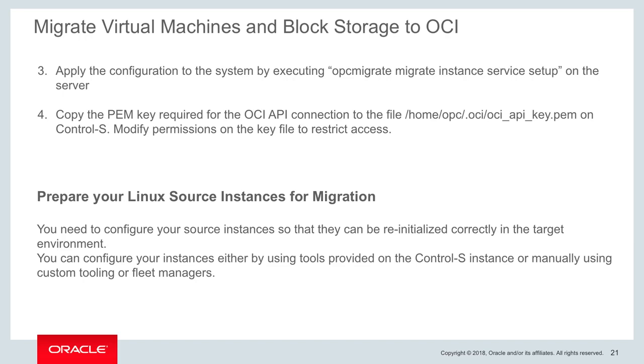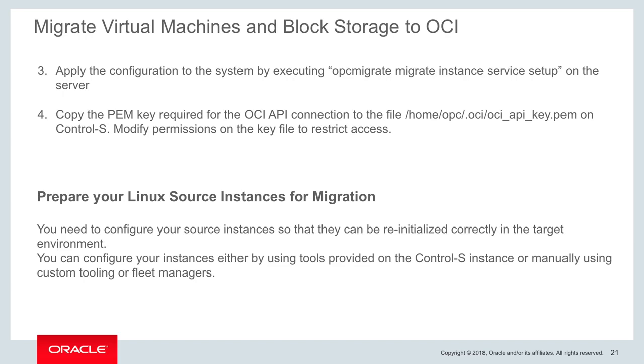You will then copy the PEM key required for the OCI API connection to the file /home/opc/OCI/OCI_API_key.pem on the Control S server. Make sure that you modify the permissions on the key file to restrict access to other users. Once the Control S server configuration is complete, you are now ready to prepare your Linux source instances for migration.